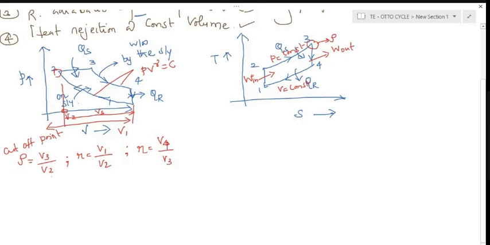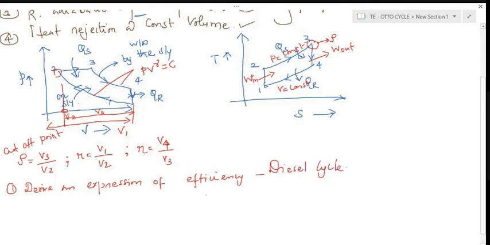As we discussed in the Otto cycle itself, we need to derive three parameters. The first one is to derive an expression for the efficiency of the diesel cycle. So the first parameter we need to derive is an expression for efficiency.